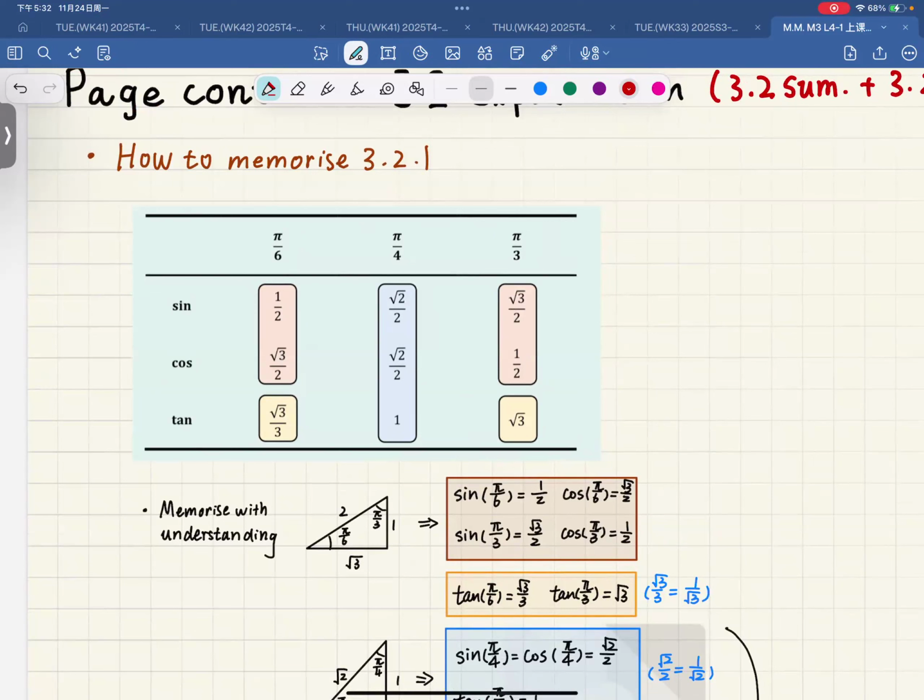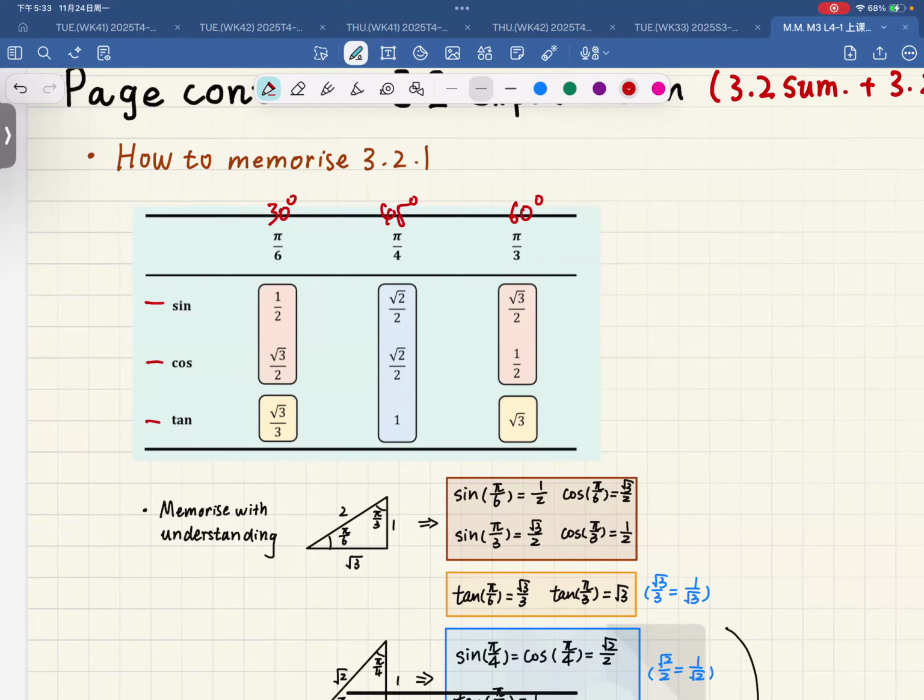So how do I memorize these numbers? The first one is sine, the second one is cosine, and the last one is tangent. Pi over 6 is 30 degrees, then 45 degrees. I sang a song on this. Basically, I just memorize sine, cos, tan, 30, 45, 60, which is pi over 6, pi over 4, pi over 3.